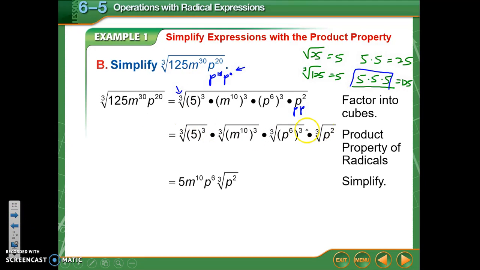That has to stay under the cube root. So I use the product property of radicals, and I take the cube root of each thing. The cube root of 125, which is 5 cubed, is just 5. The cube root of m to the 30th is m to the 10th. The cube root of p to the 18th is p to the 6th, and then I'm left with the cube root of p squared. Be careful, don't forget to write the cube root if it's a cube root. If you don't write the index, it's not correct, because without the index, it looks like a square root. You have to keep that cube root in there if you're working with cube roots.